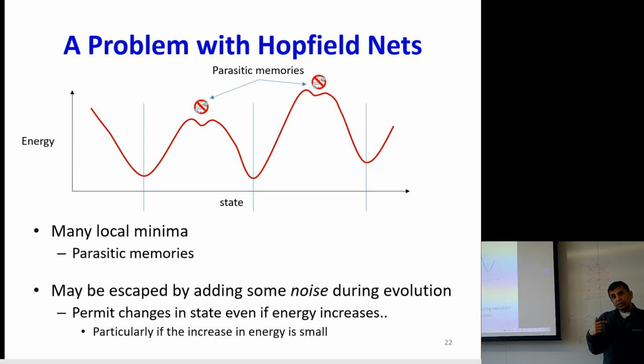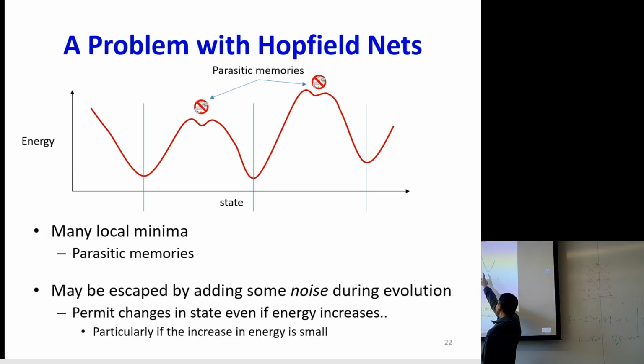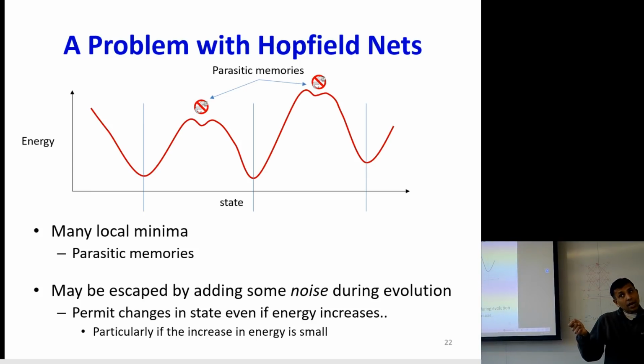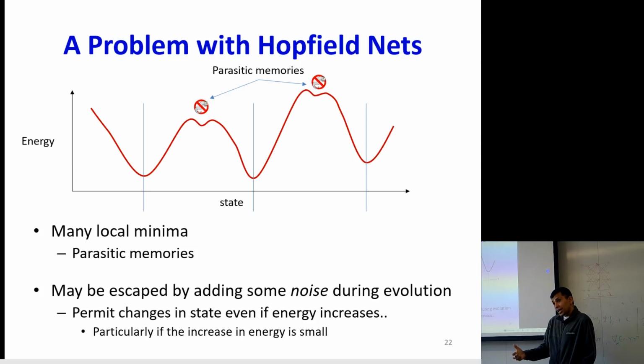So obviously the network has a tendency to get stuck in these locations. How could you make the network not get stuck in these parasitic memories? If the network is well trained, you'd expect the energy at the target memories to be quite low and the parasitic memories not to be that low, right? So if that is the case, what could you do to let the network escape from these parasitic memories?